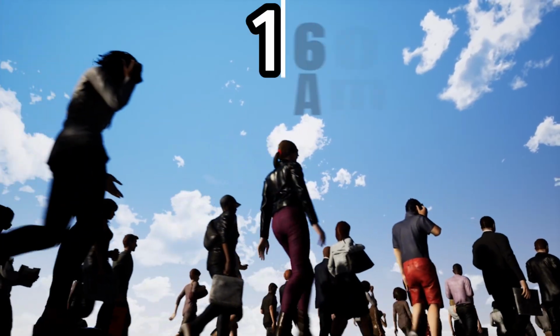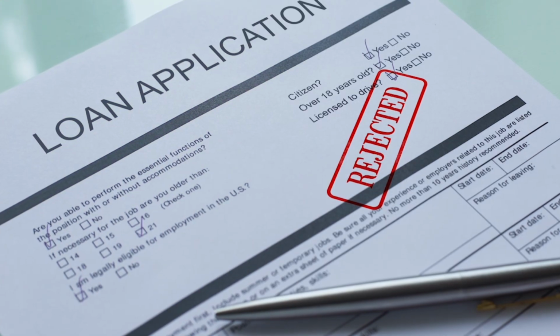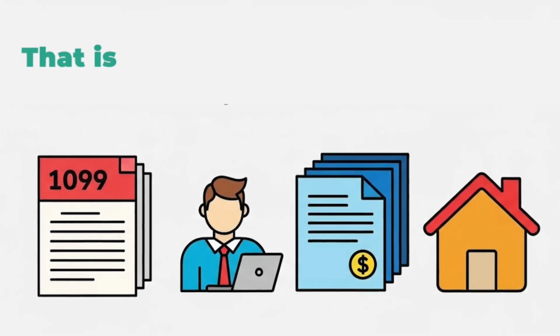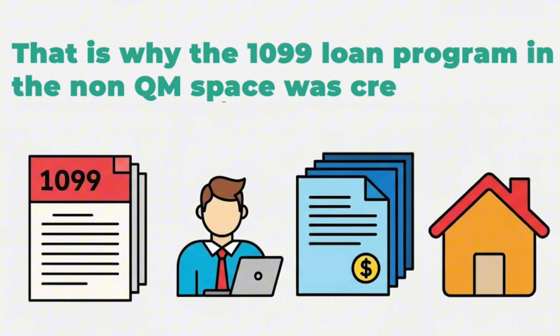So here's a number. There's around 16 million Americans who are currently self-employed, but if you take that number and use secondary income, meaning you have an additional income source aside from your primary profession, that number is actually closer to 72 million. Because of that additional income, what's considered self-employed income as far as the bank's concerned, it becomes challenging to qualify for a traditional loan. That is why the 1099 loan program in the non-QM space was created.